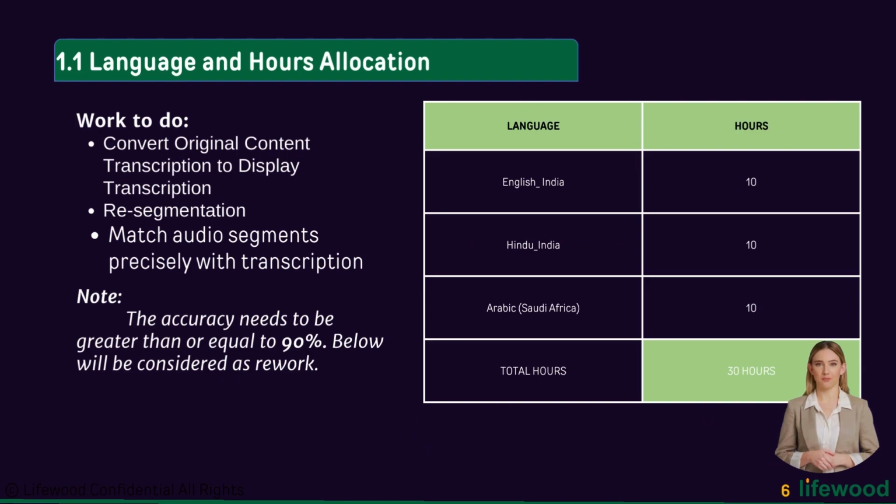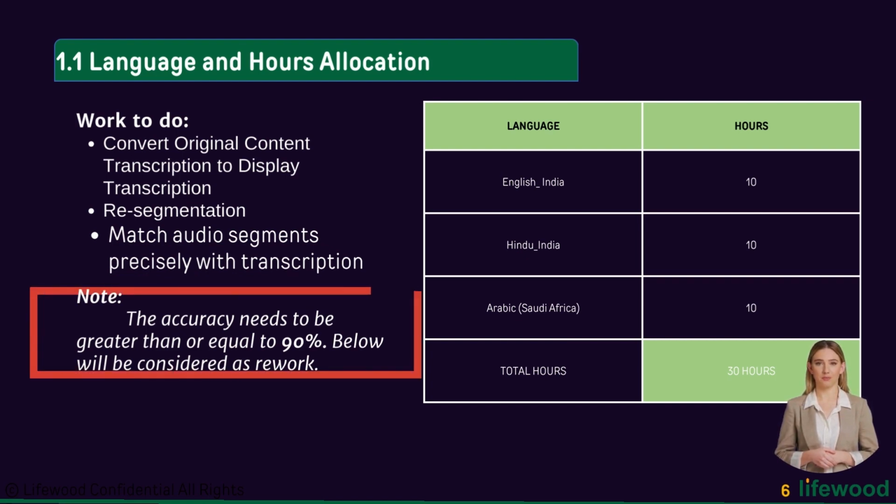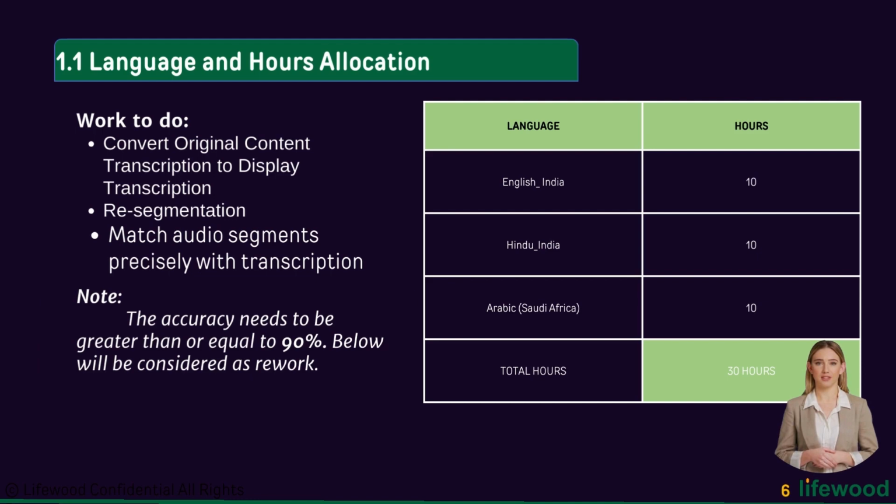Here are the things you must do. 1. Convert the original content transcription to display transcription. 2. Resegmentation. Lastly, you must match audio segments precisely with transcription. Note that the accuracy needs to be greater than or equal to 90%. Below that will be considered as rework. Only tasks successfully submitted without rework will be paid.